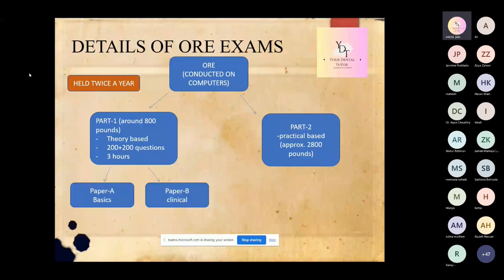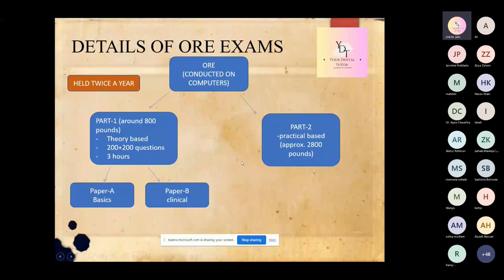Part 1 is conducted over 2 days. Paper A is conducted on the first day and paper B on the second day. Paper A covers the basic subjects like anatomy, physiology, biochemistry, microbiology, and paper B covers the clinical subjects like periodontics, prosthodontics, endodontics, pedodontics, etc. Some subjects overlap, but grossly you can divide the two papers into basic and clinical subjects. Part 2 is the practical based examination.